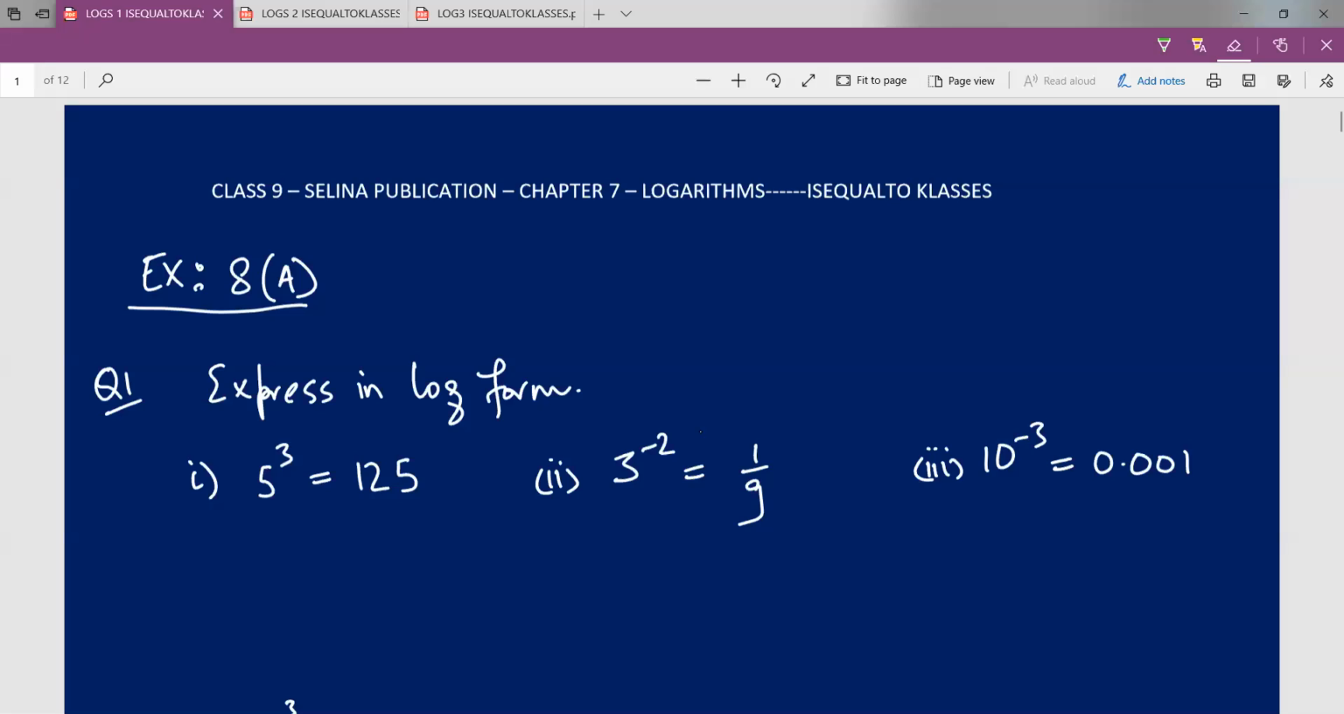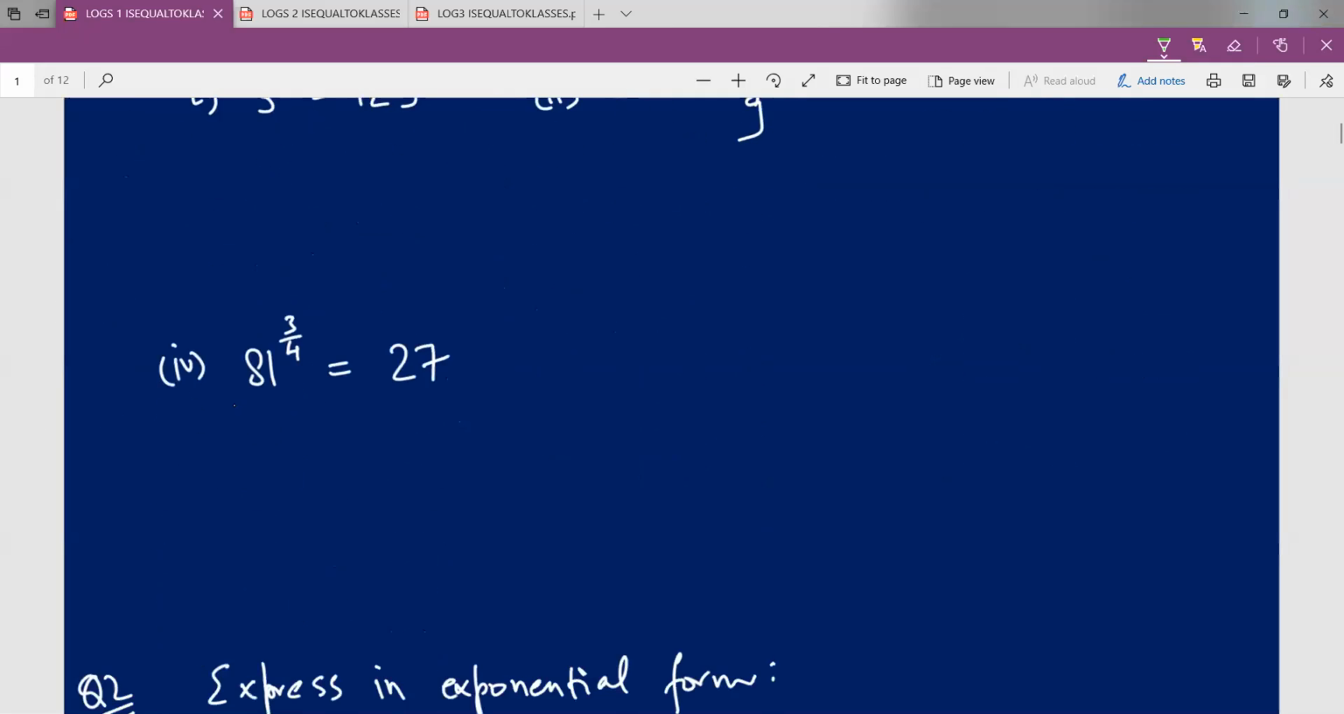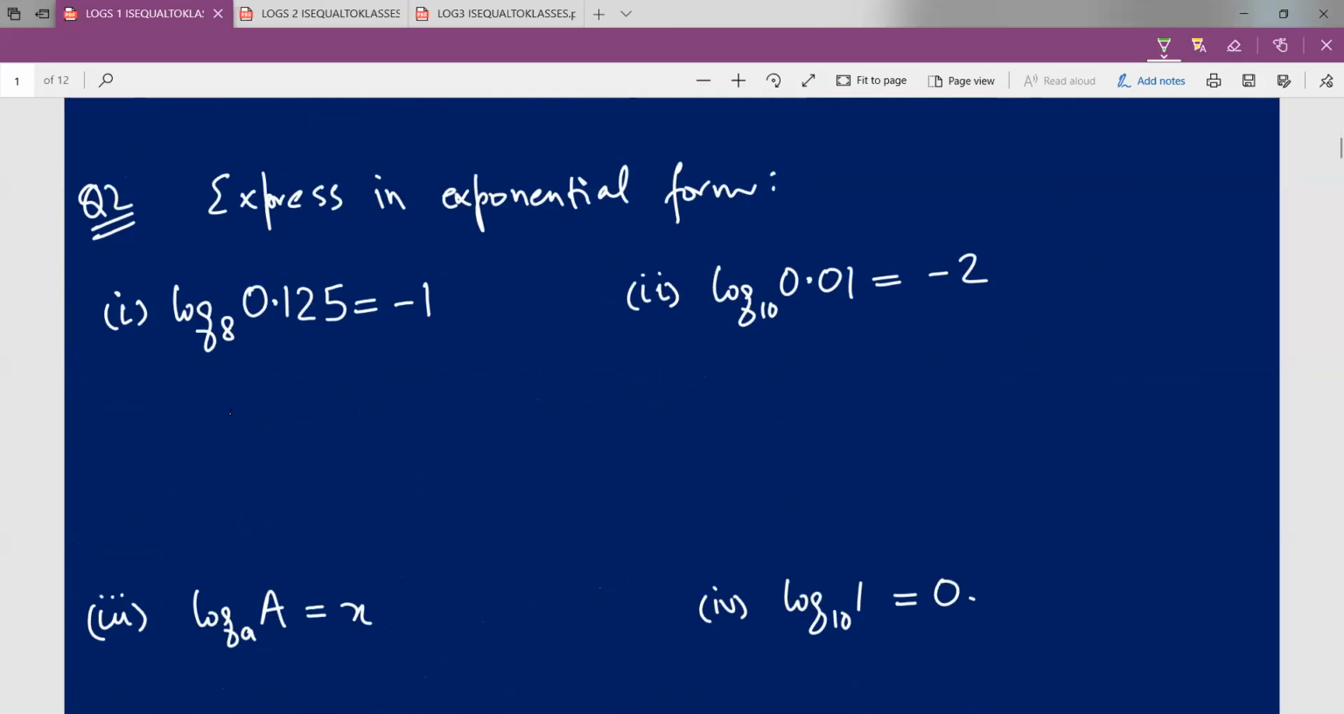Okay, so today we'll be starting with a new topic that is logarithms. In logarithms, I'll be doing exercise 8A. In exercise 8A, furthermore, I'll be doing question number 1, and in question number 1, I'll be doing the 4 subparts. Then I'll be moving to question number 2, in which also there are 4 subparts.